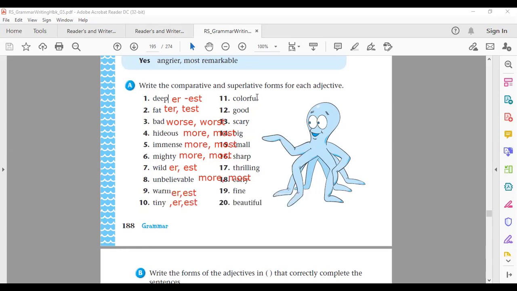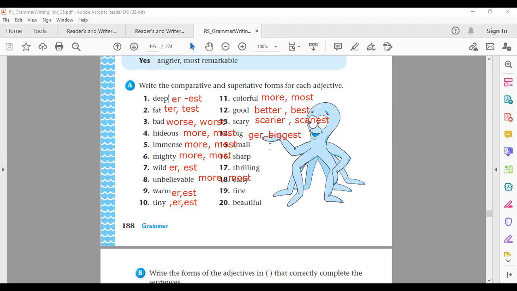And then colorful becomes more and most. And then we have good: better and best, very good. And then scary: ER and IES. Scarier, and the scariest. And then we have big, it will become bigger, with a double G: bigger and the biggest.